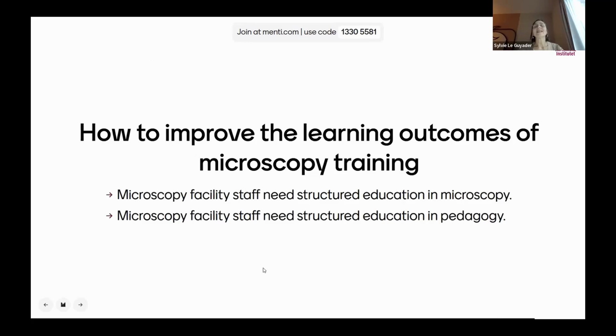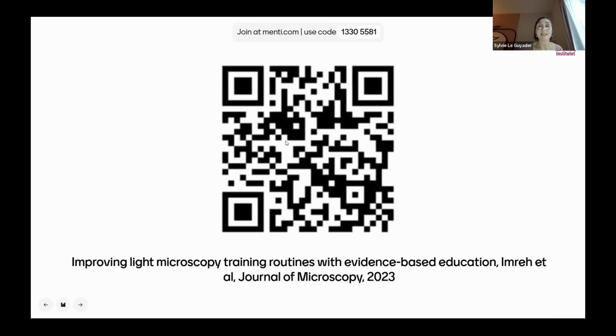So I want to say that I think a very good way to improve the learning outcomes of microscopy training is to make sure that facility staff receive structured education in microscopy and a structured education in pedagogy. And I think this would change a lot of things for users and also for the facility staff. Actually, it would make their life easier.